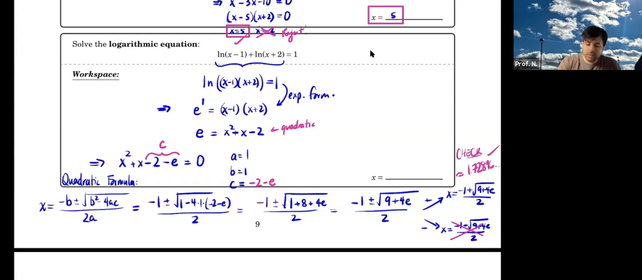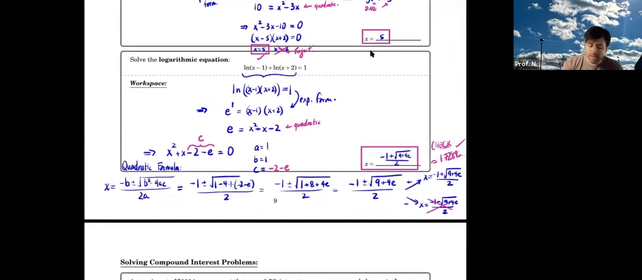But this works. So the answer is just one of them: -1 plus 9 plus 4e all over 2. I'm pretty sure that's the first time you ever got this kind of solution for a quadratic. But hey, this could be it. This could occur. There's no problem with that.